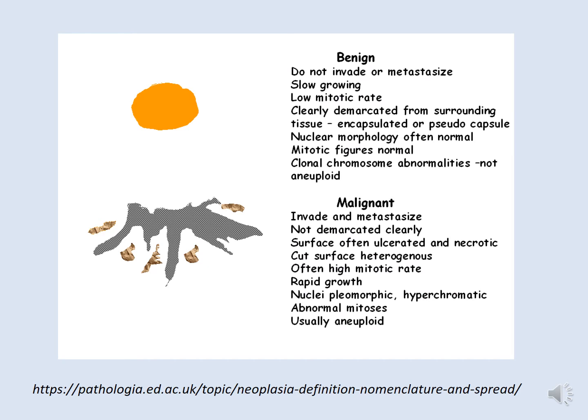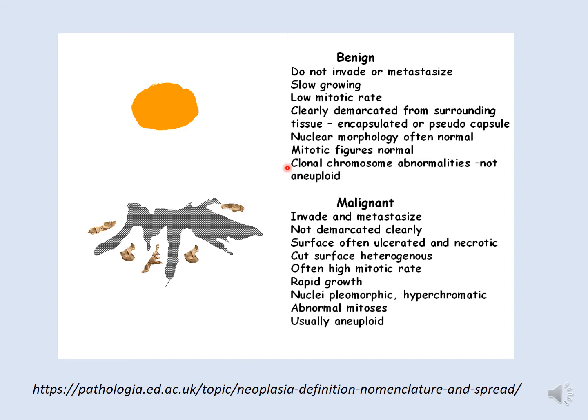So this is a slide image to just give you a perspective of the differences between benign and malignant neoplasms. To summarize, benign tumors do not invade or metastasize, they're slow growing, they have a low mitotic rate, and they're clearly demarcated from the surrounding tissue. That means they are encapsulated or have a pseudocapsule. Nuclear morphology is often normal. Mitotic figures or dysplastic features are not present. Clonal chromosomal abnormalities are not there, so that means the chromosomal number is normal.